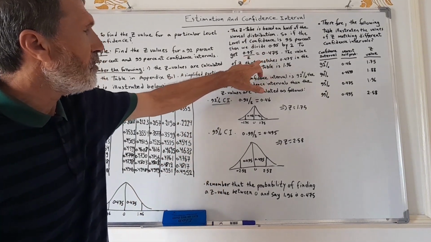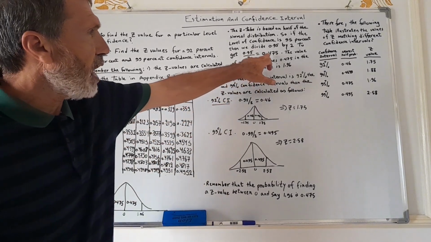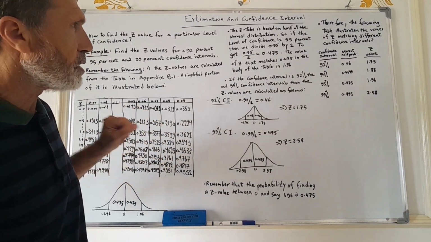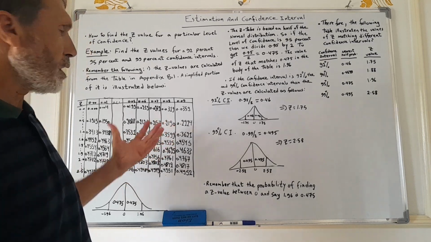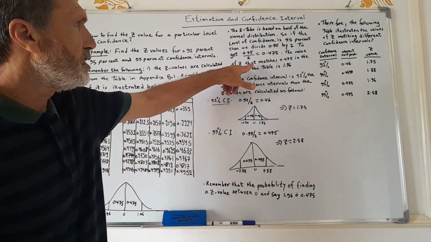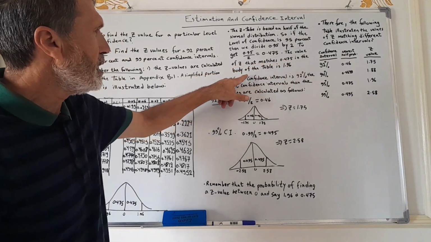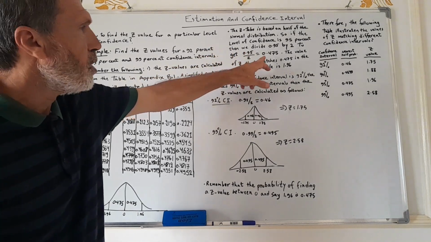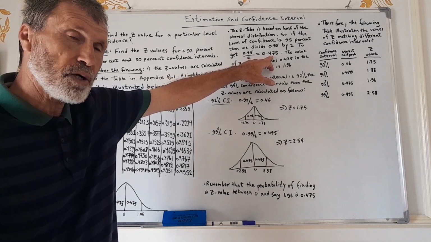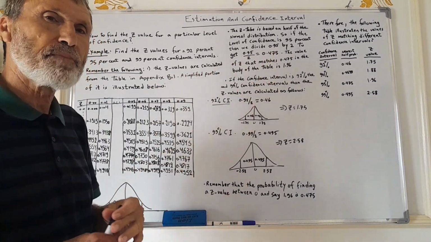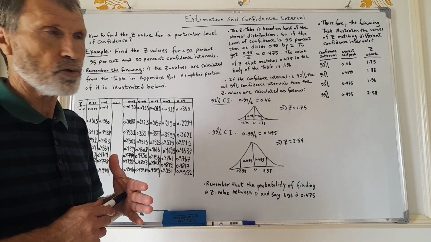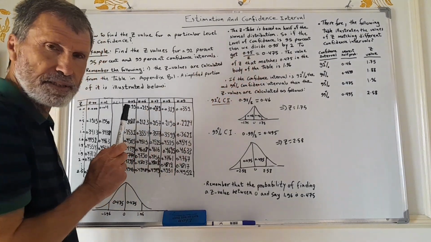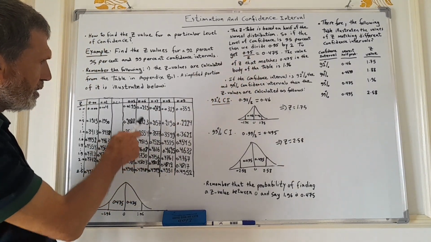This value is in the body of the table. So we go to the table. The value of z that matches 0.475 in the body of the table is 1.96. Why do we divide by 2? Because the z-table is based on half of the normal distribution. Now we take this number, 0.475, and look it up in the body of the table.